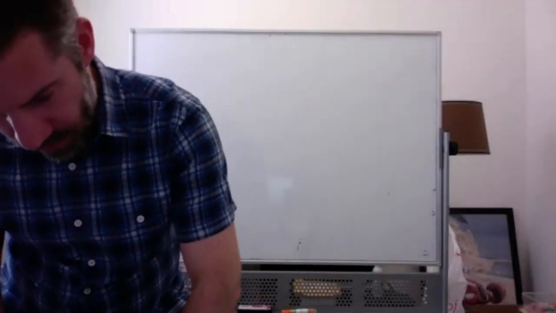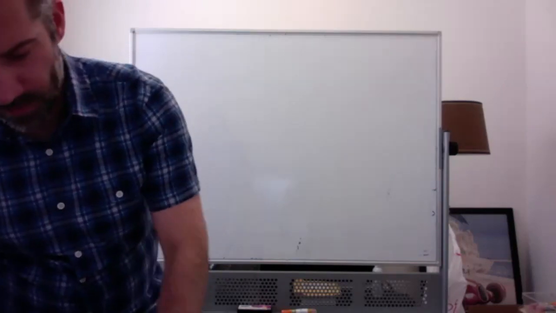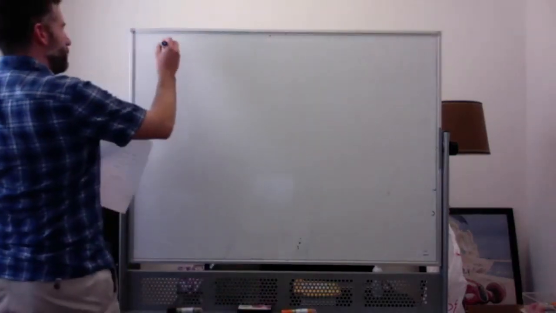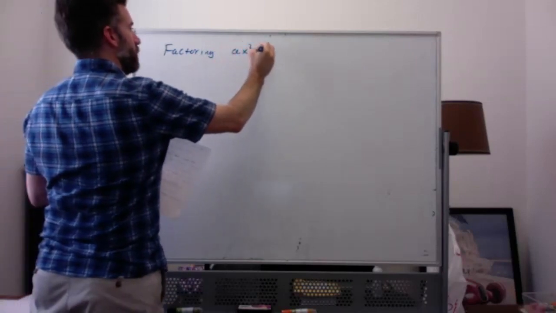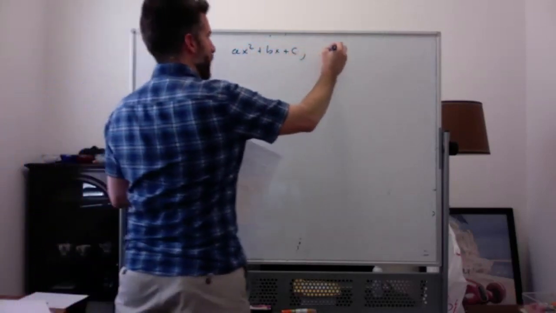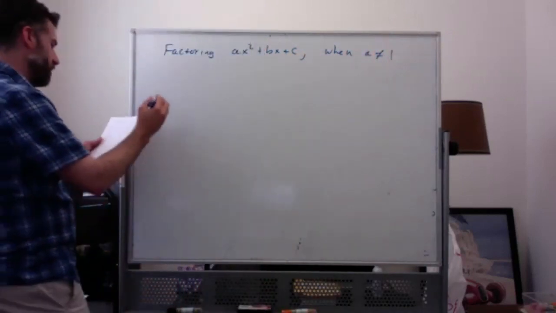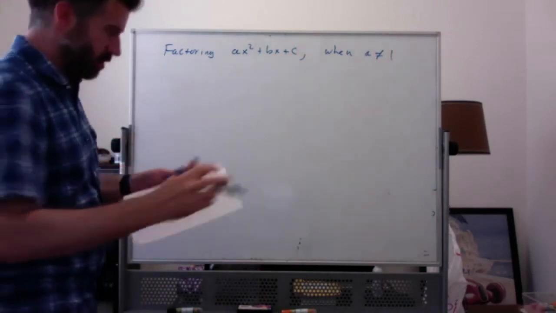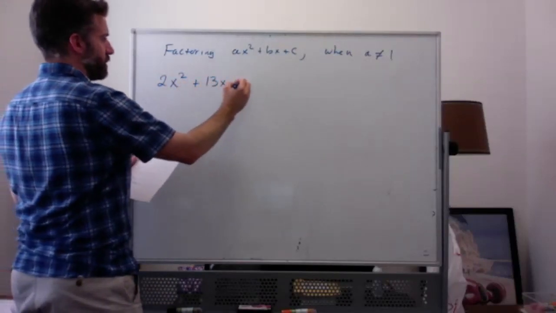There's lots of examples in the notes, but I'm going to move on to when you have a coefficient that is not 1. So I want to factor ax squared plus bx plus c when a is not equal to 1. So, for example, I want to factor 2x squared plus 13x plus 15.